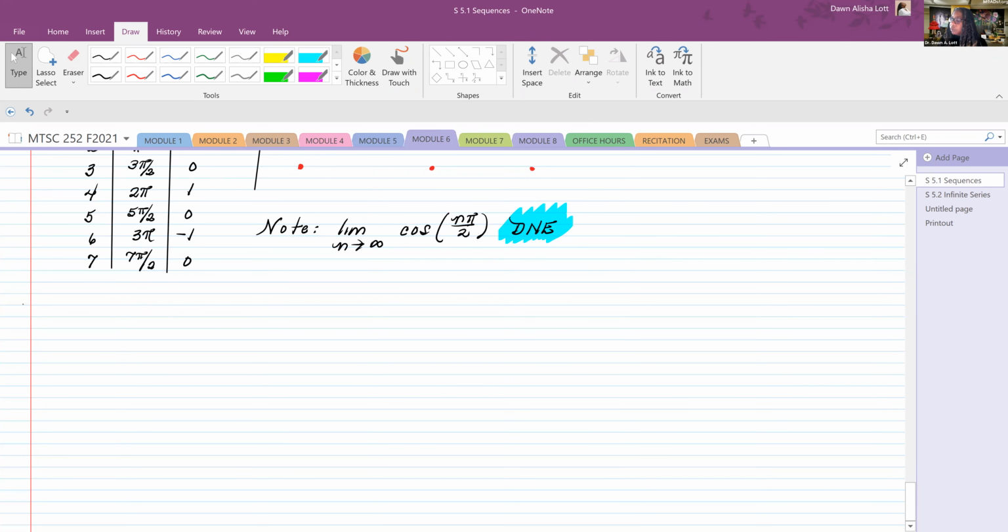All righty. So therefore we can see some sequences don't have limits.